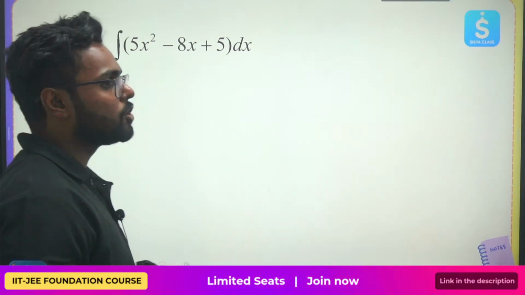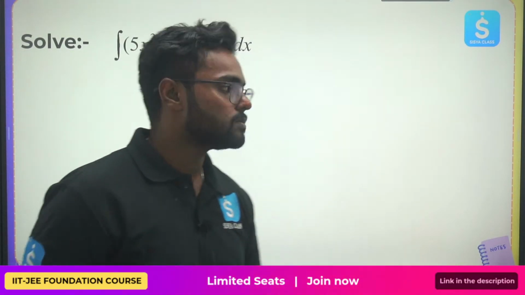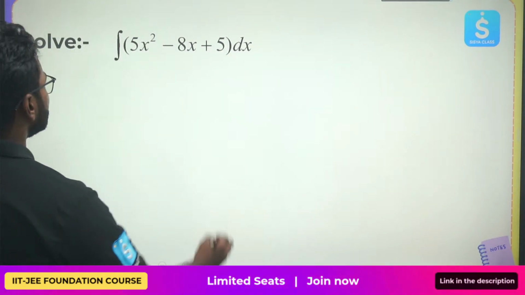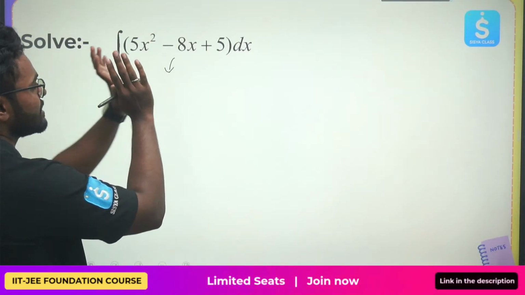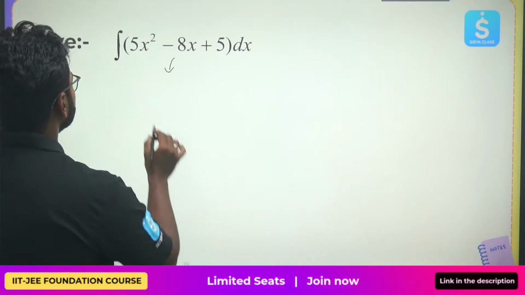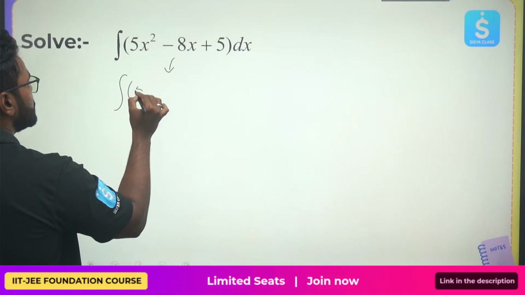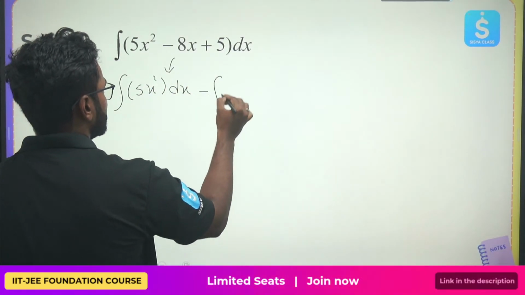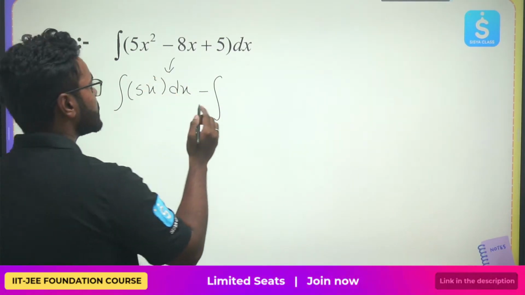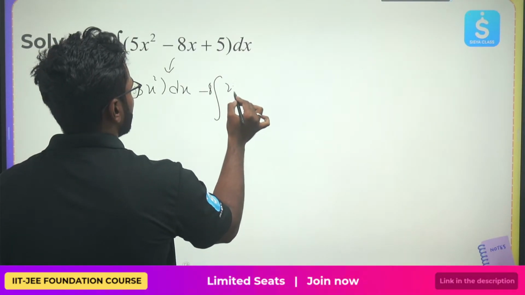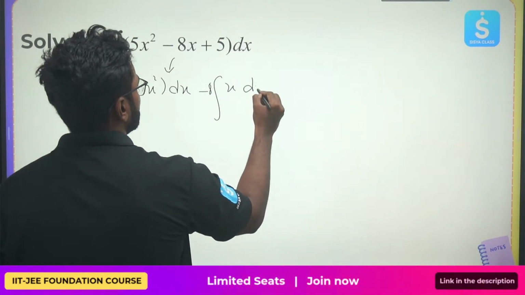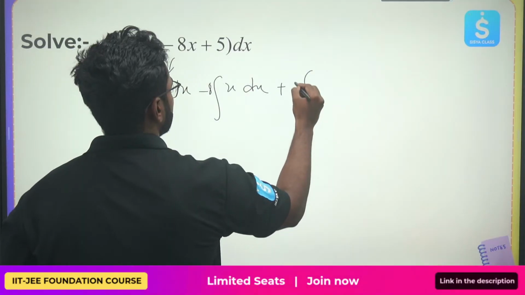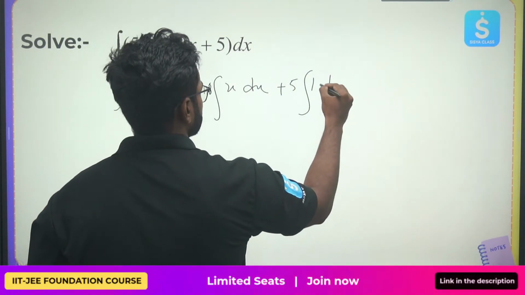Right. Now, how do we solve this? Let me show you how to solve this. First step, let us write each integral on its own: integral 5x square dx minus integral, see, it's a constant, you can get it out, right? 8x dx plus integral 1 dx.